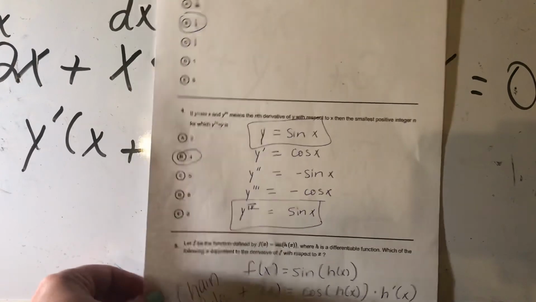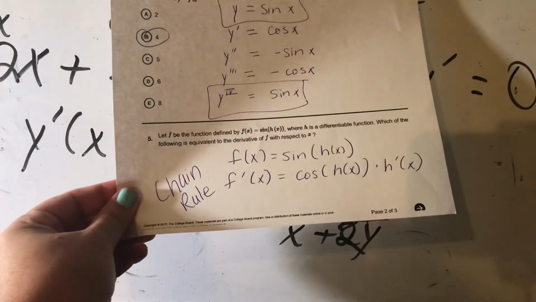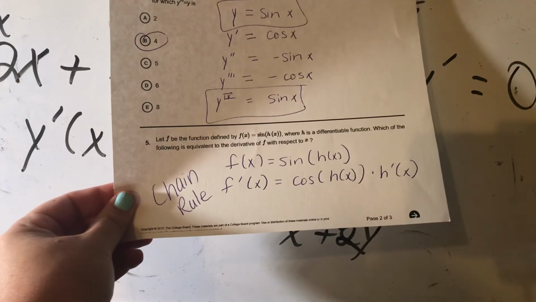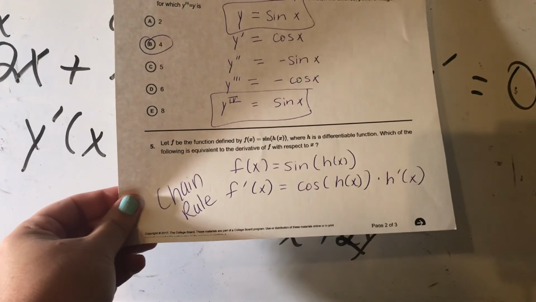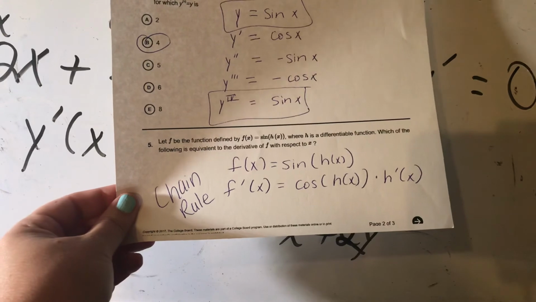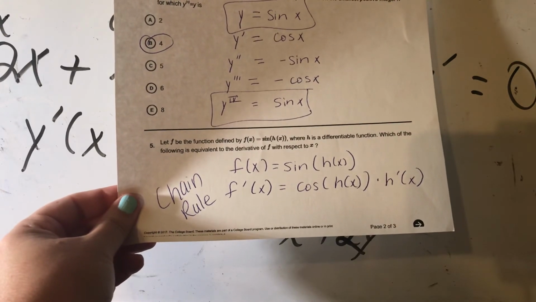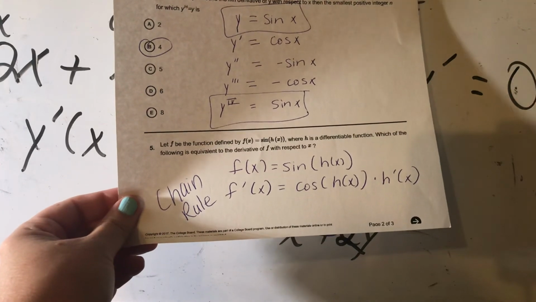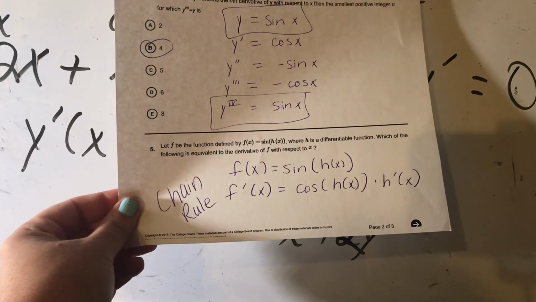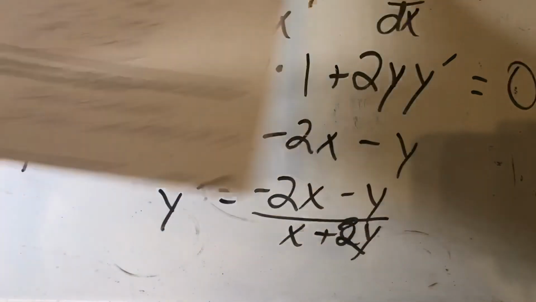Number 5 is chain rule. That's where we did derivatives by layers. Outer layer first, work your way in. So that's number 5.